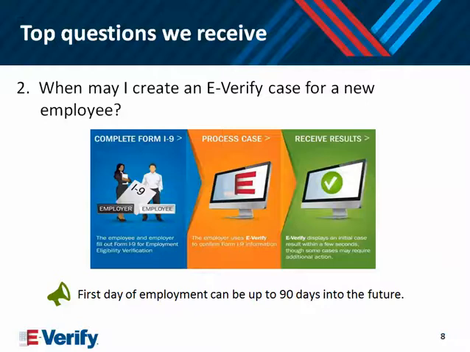For instance, say you hire an employee in May and he or she has accepted the job but cannot start until July 1. The Form I-9 and E-Verify case can be completed in May, and you would use July 1 as the first day of employment.